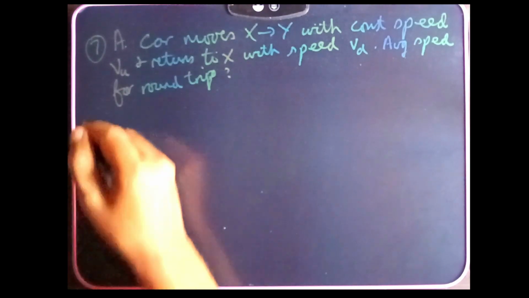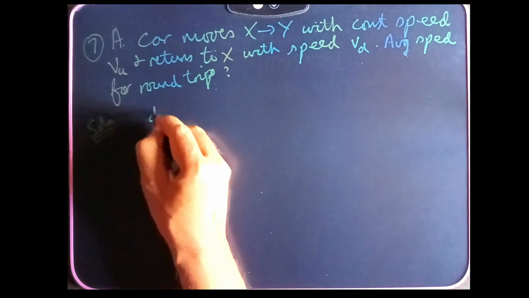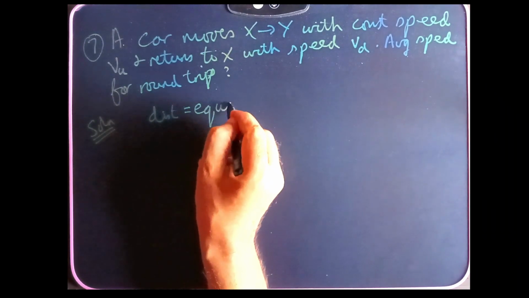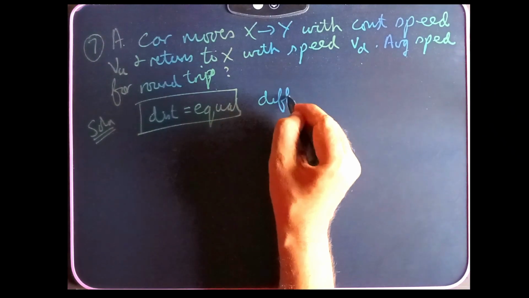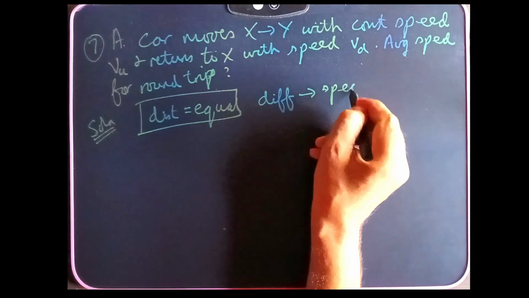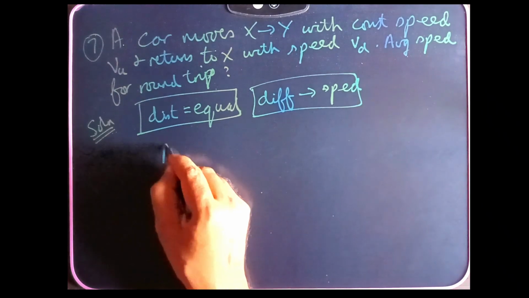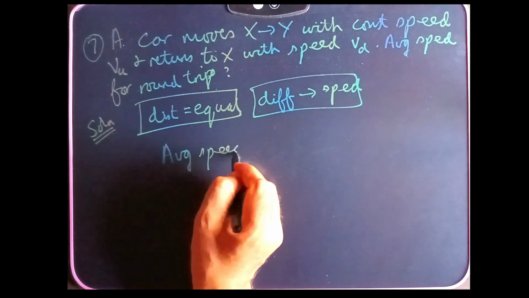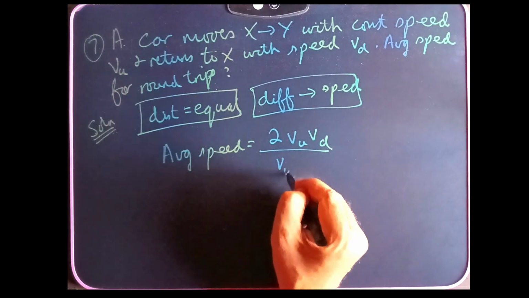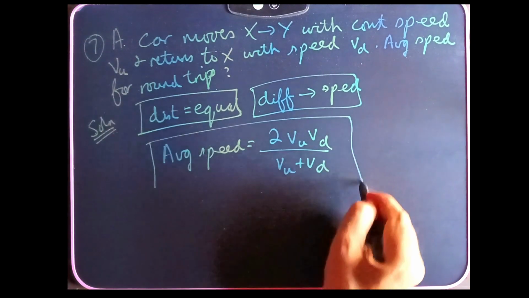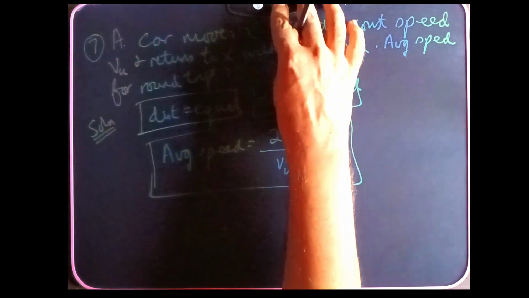So here what is given? Try to solve it yourself. Please recollect, we have already solved a similar question before. So here the distance is equal. What is different? Different speed. So what will you get as average speed? Average speed will be 2 times Vu Vd divided by Vu plus Vd. This is your answer actually. We have seen that in the previous problem. So let's take one more problem, number 8.